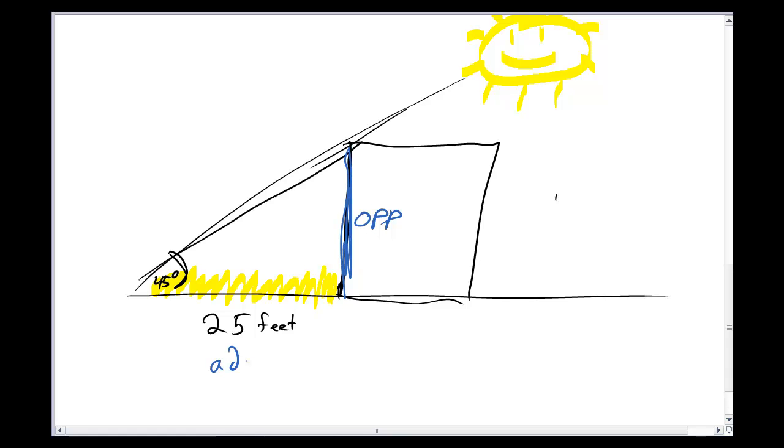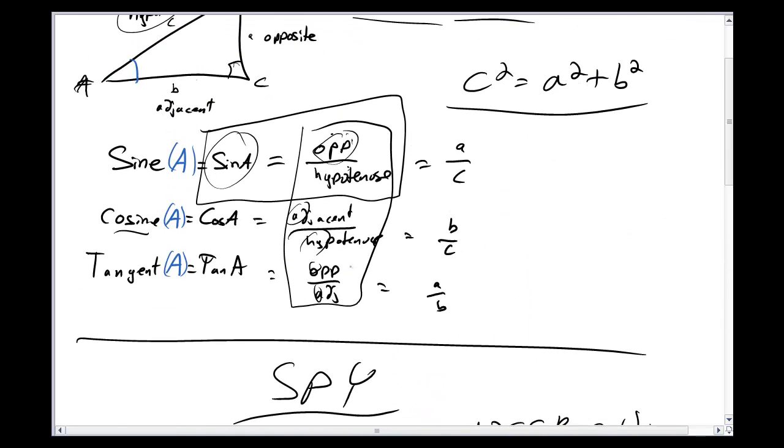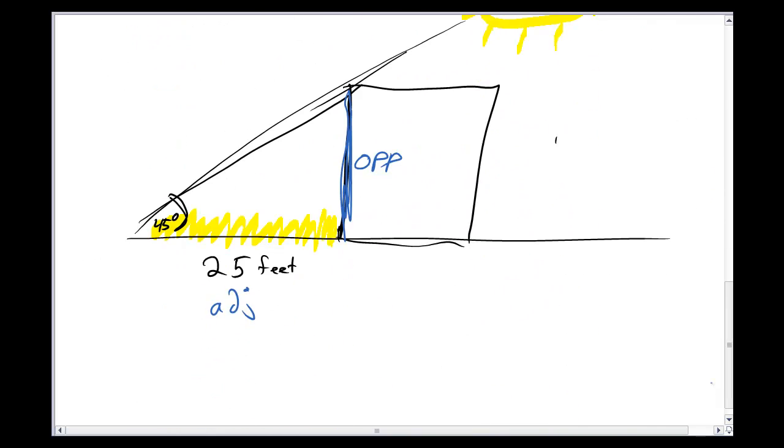I happen to know something about the adjacent. I know it's 25. So I need to go back up here to my trig formulas and see which one talks about opposites and adjacents. And that's going to be tangent. So here's what I've really got going. I know that tangent of angle A is opposite over adjacent.